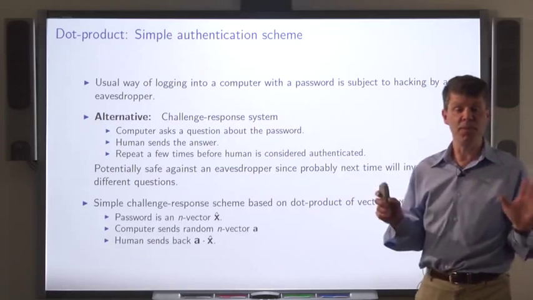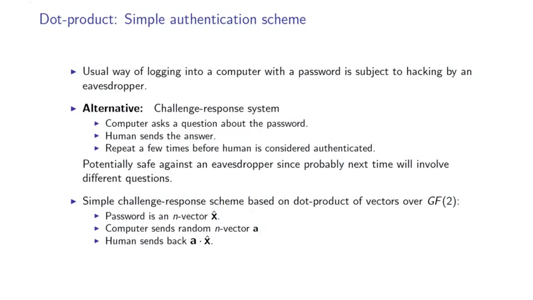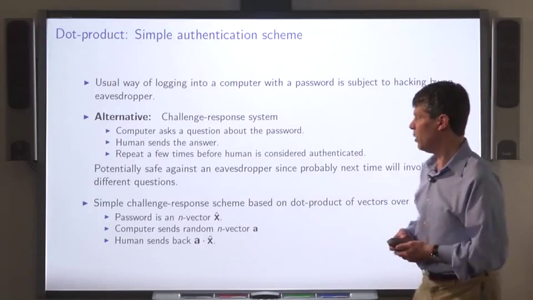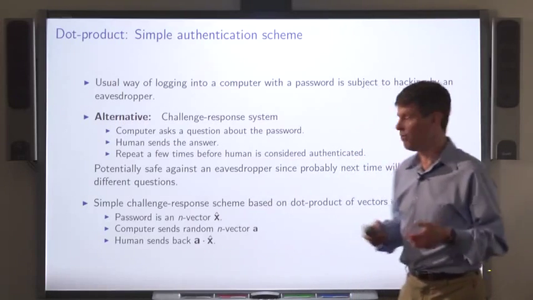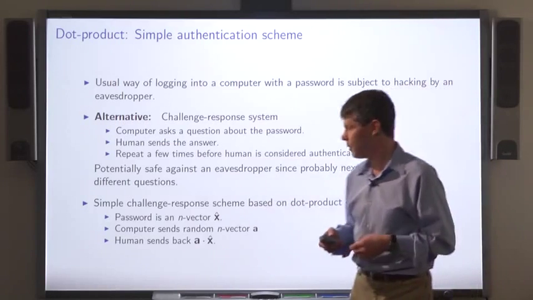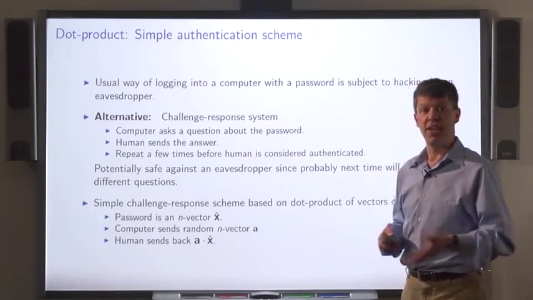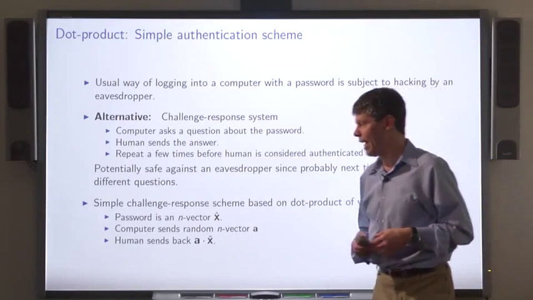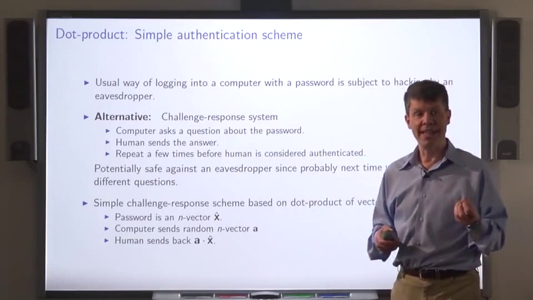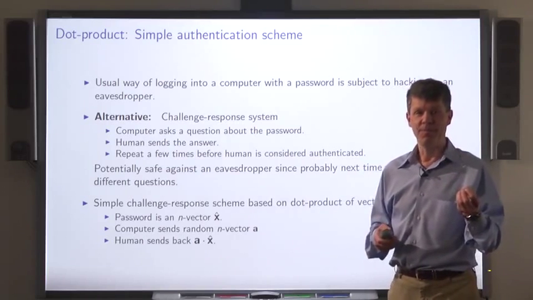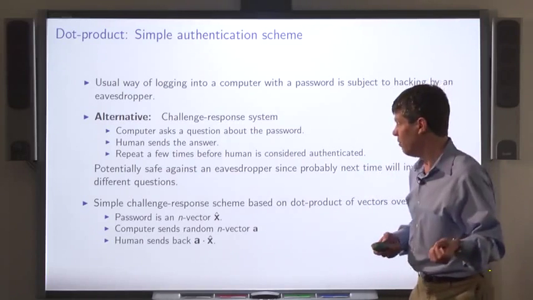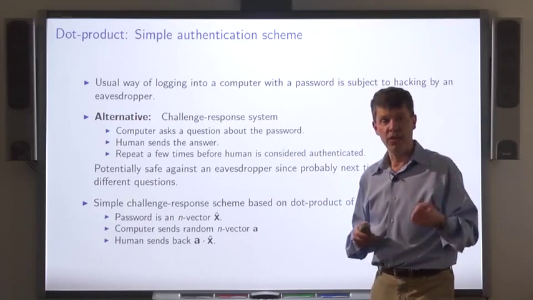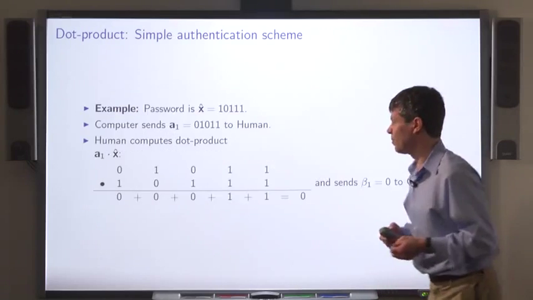So here's a simple authentication scheme, not one that's really secure, but one that illustrates the idea of dot product over GF2. The password is some long n-vector over GF2, we'll call x. And the question is another n-vector, which we'll call a. And the human sends back one bit, namely the dot product of the question a with the password x.